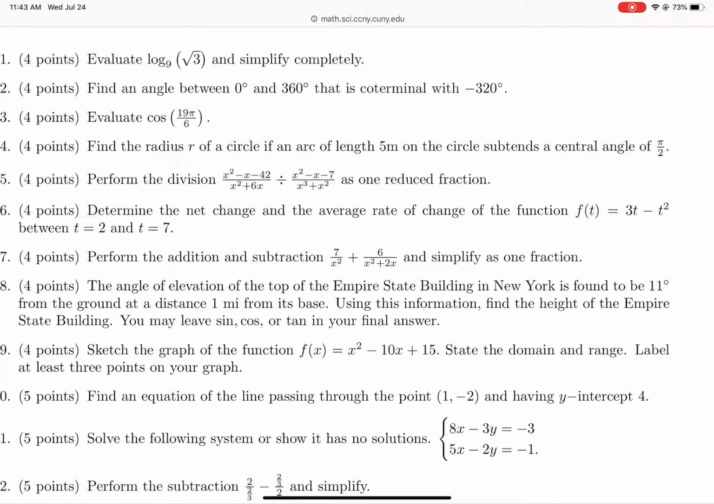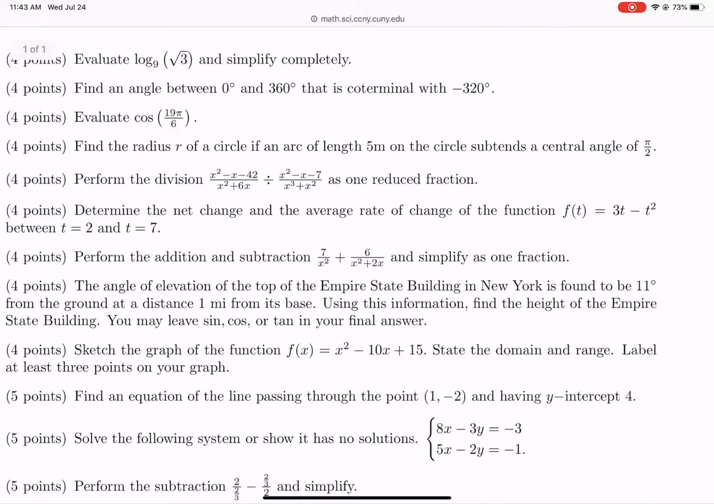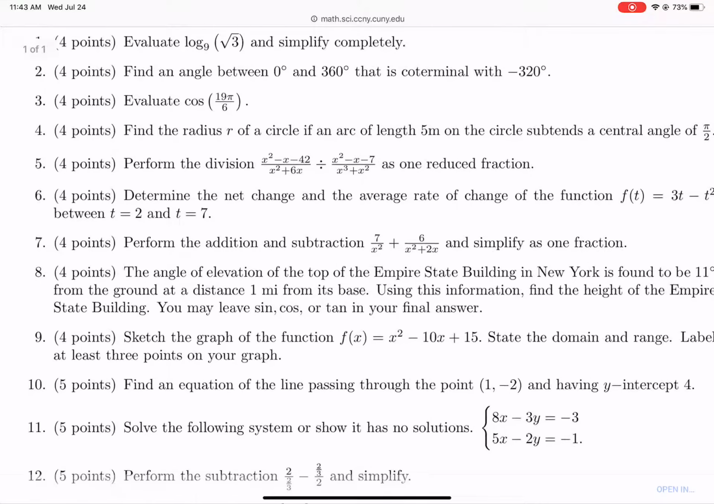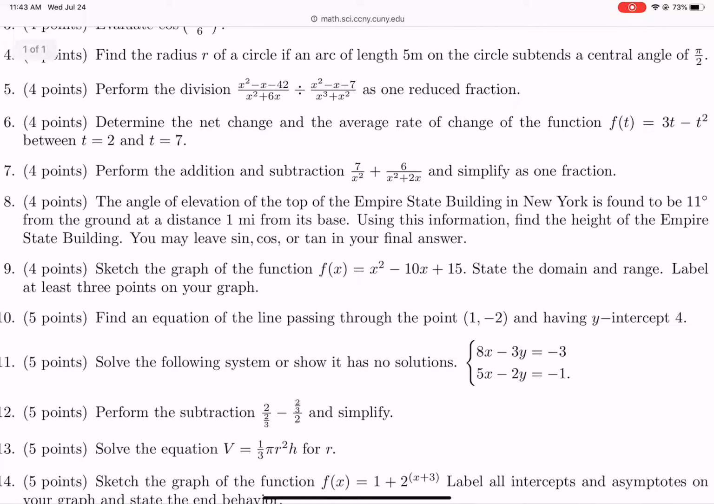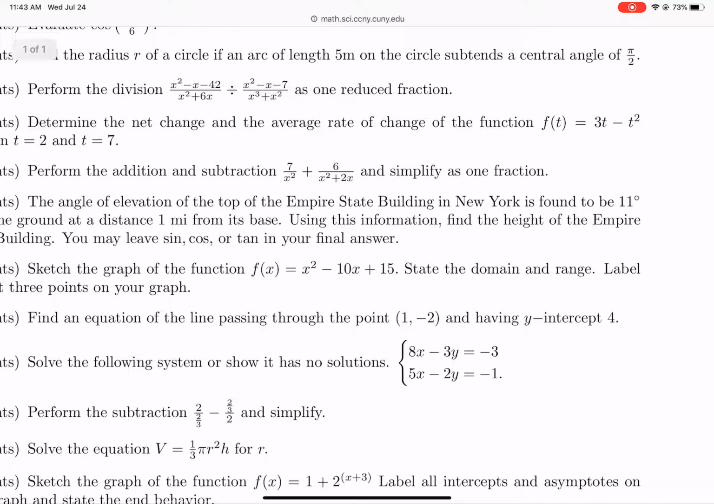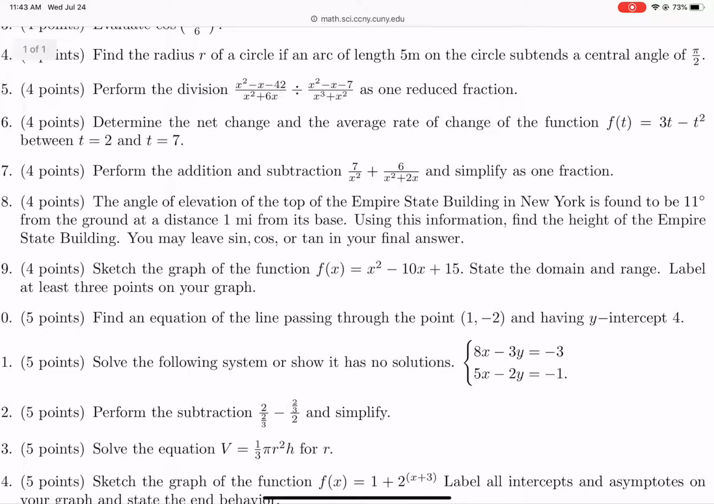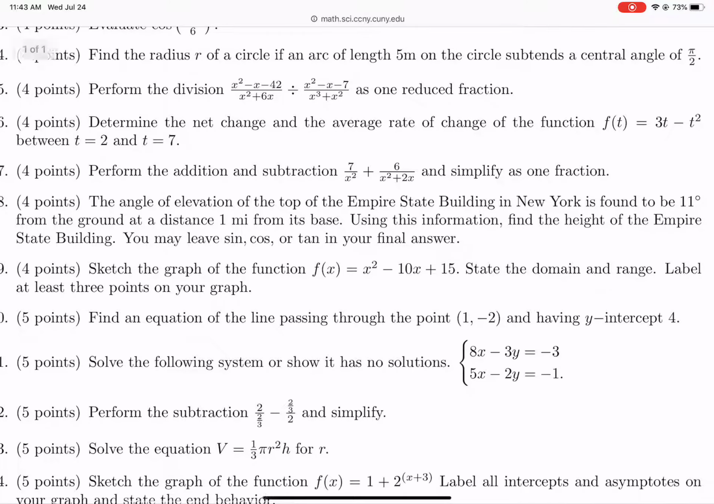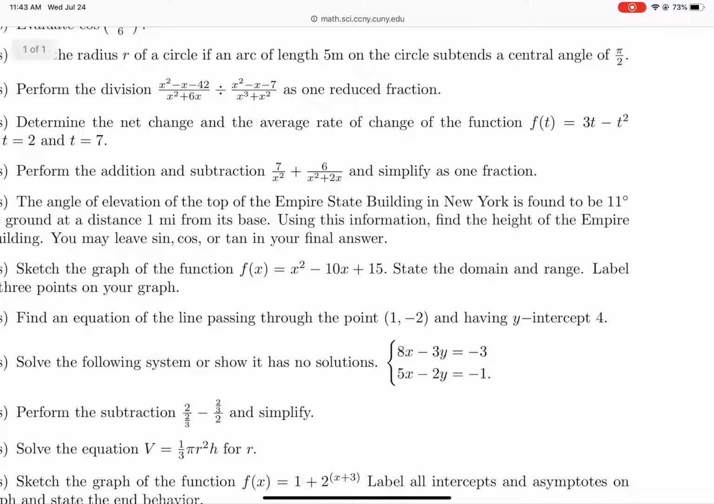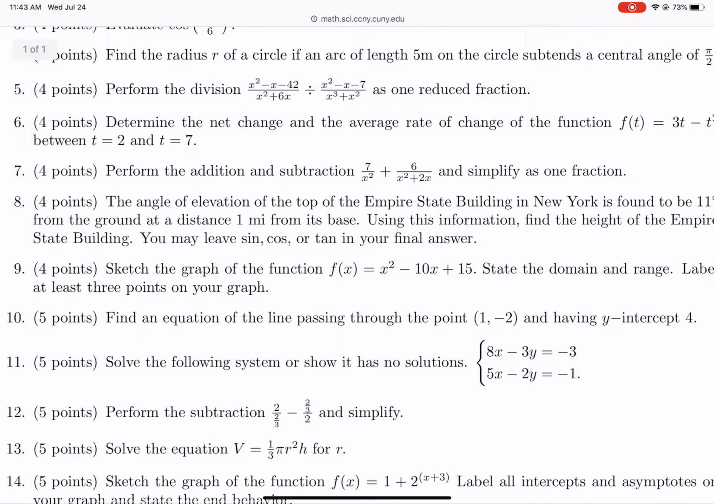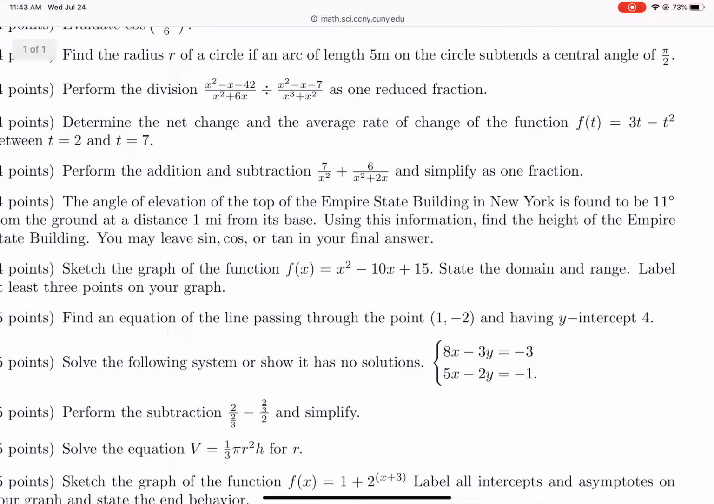So what about number 8? We are only focusing on the specific things that we didn't know before. It says the angle of elevation of the top of the Empire State Building in New York is found to be 11 degrees from the ground at a distance of 1 mile from its base. Using this information, find the height of the Empire State Building. And they say, you may leave sine, cosine, or tangent in your final answer.